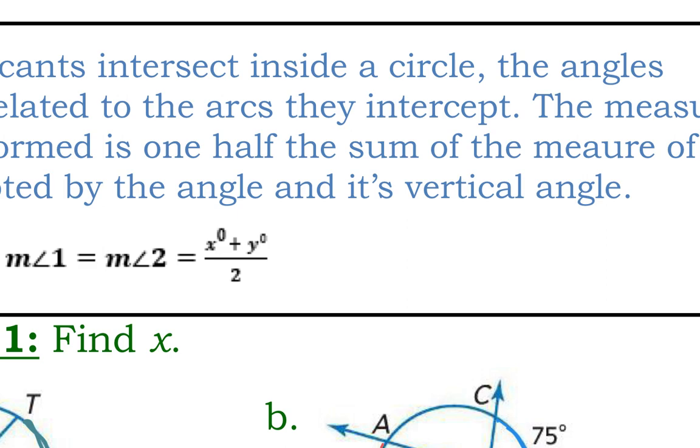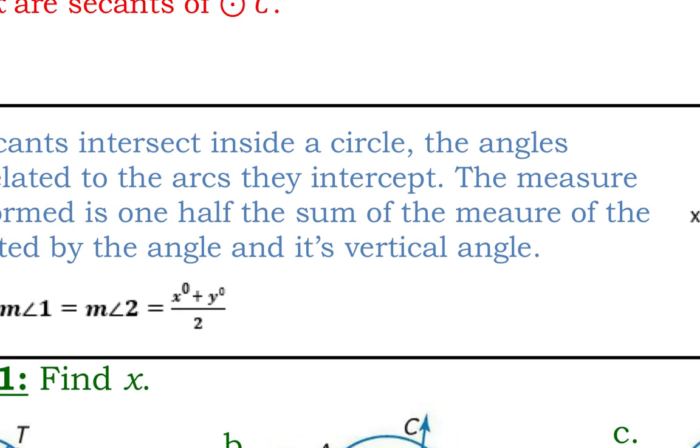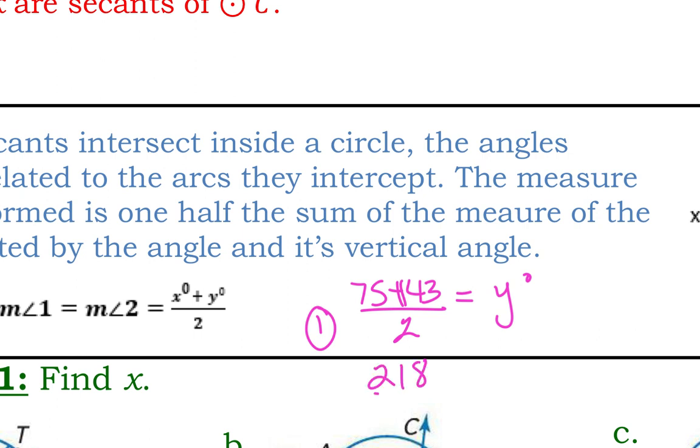So at the top here, I think you'll have some room. We're going to do Y first. So first thing we're going to do is take the arcs, 75 and 143. We'll add them and divide by 2, and this is going to get us Y. So what's 75 plus 143? 218. All right, let's divide that by 2, and what's our Y value? 109. All right, so this is going to be 109.